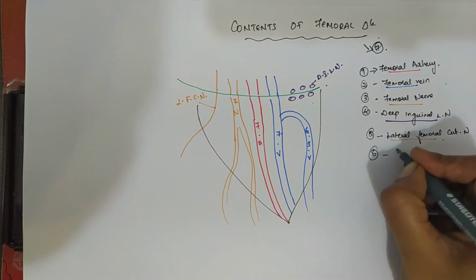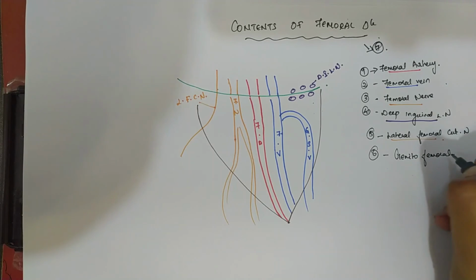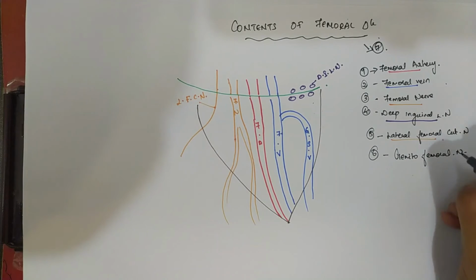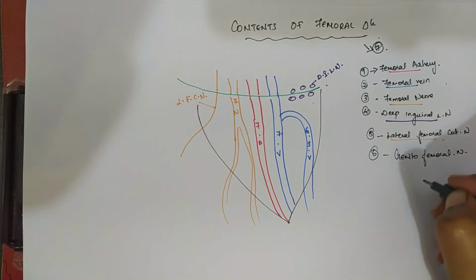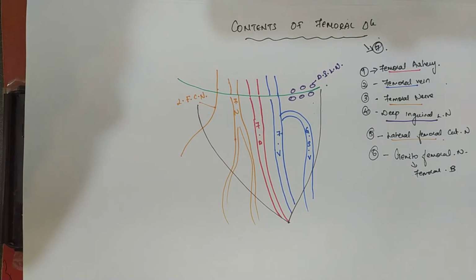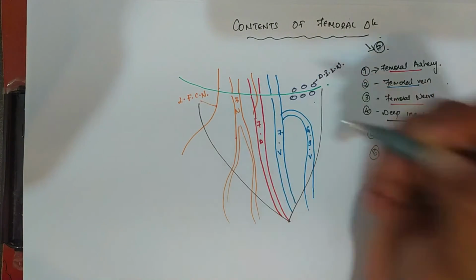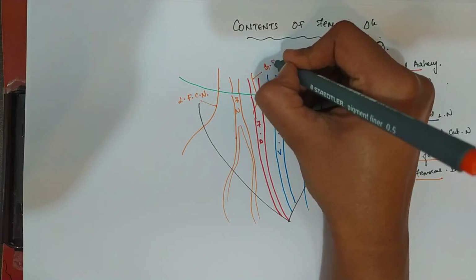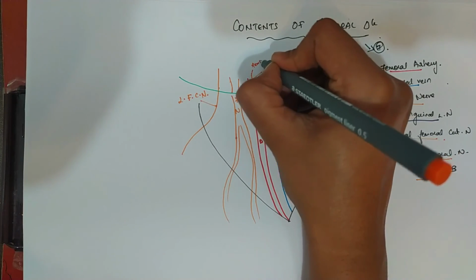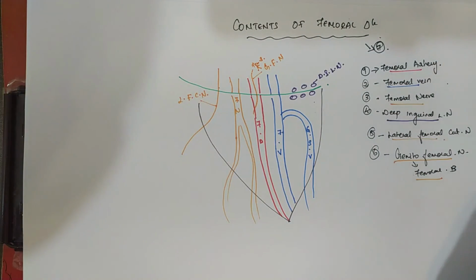The sixth structure which we have is the genitofemoral nerve. We have the genital branch and the femoral branch of the genitofemoral nerve, which is again coming from the lumbar plexus. The femoral branch will be seen just above the femoral artery. So here just above the femoral artery we have this nerve, which is the femoral branch of the genitofemoral nerve. Okay, so this is the sixth structure we have.